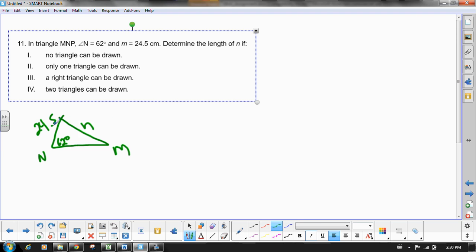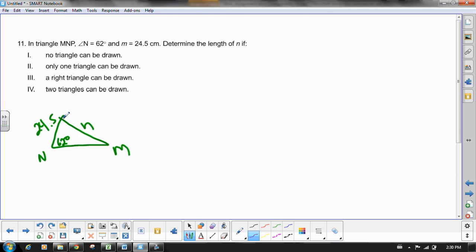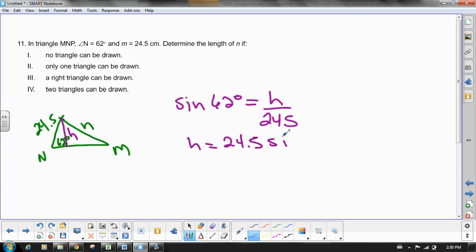So if no triangle can be drawn, we need to find the height. Height is always going to be found the same way. It's always going to be sine of whatever the angle is you have. The height is the opposite. Your hypotenuse will be the other side. So h is equal to 24.5 sine of 62. So h is equal to 21.6 centimeters.